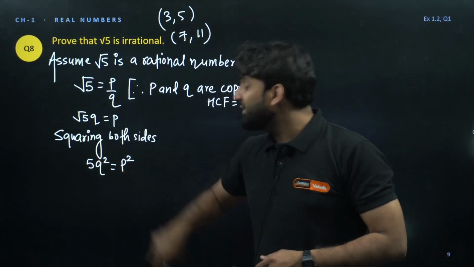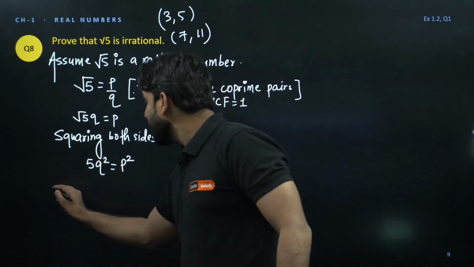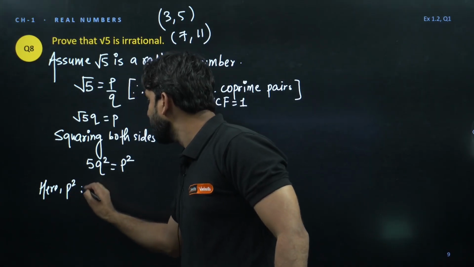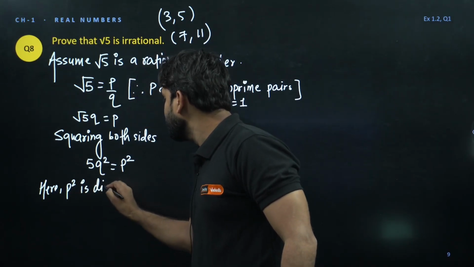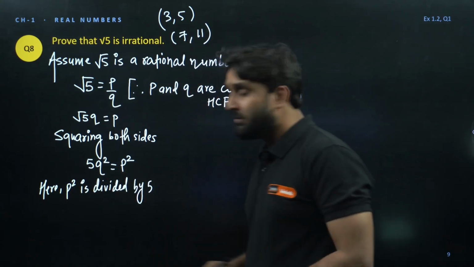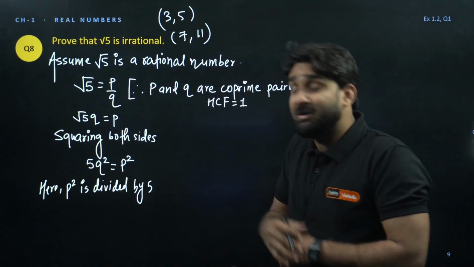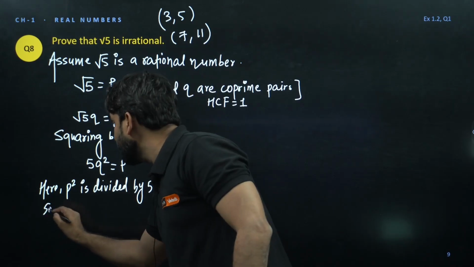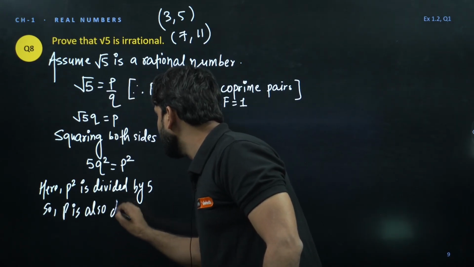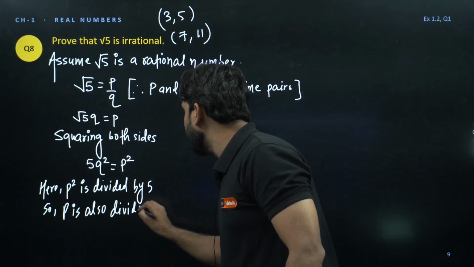So this equation indicates that P square is divided by 5, and if P square is divided by 5, it means P is also divided by 5. So P is also divided by 5.